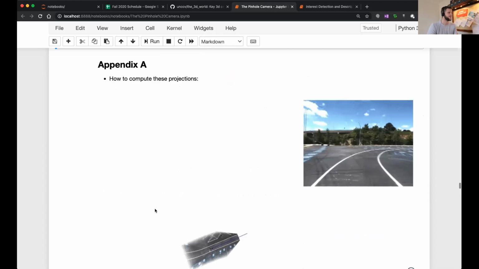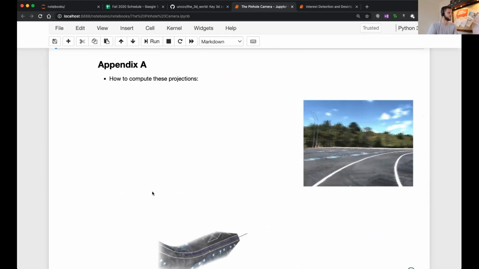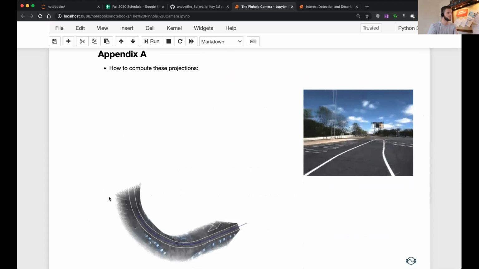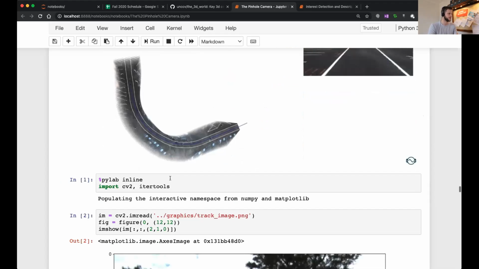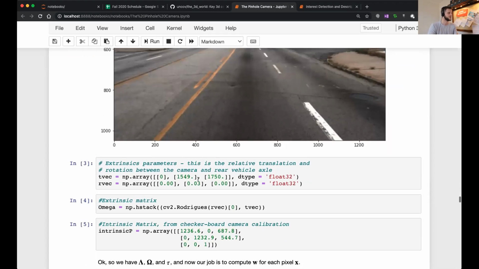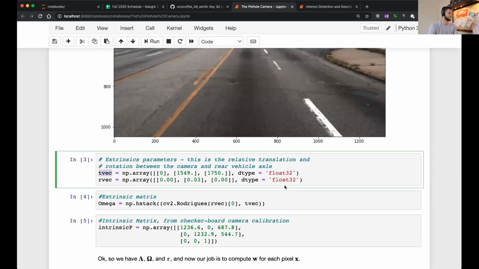Okay, so I'm just going to briefly touch on this because we don't have too much time left. If you're curious about the math or the code that I use, I've shown you the math. Now here's the code. In this last part of the notebook, I walk through the code that we need to use to actually do this mapping. Here, for example, I'm setting up that tau vector. This 1549 is 1549 millimeters. It's like 1.5 meters. This is exactly how high above the ground the camera on our car is.